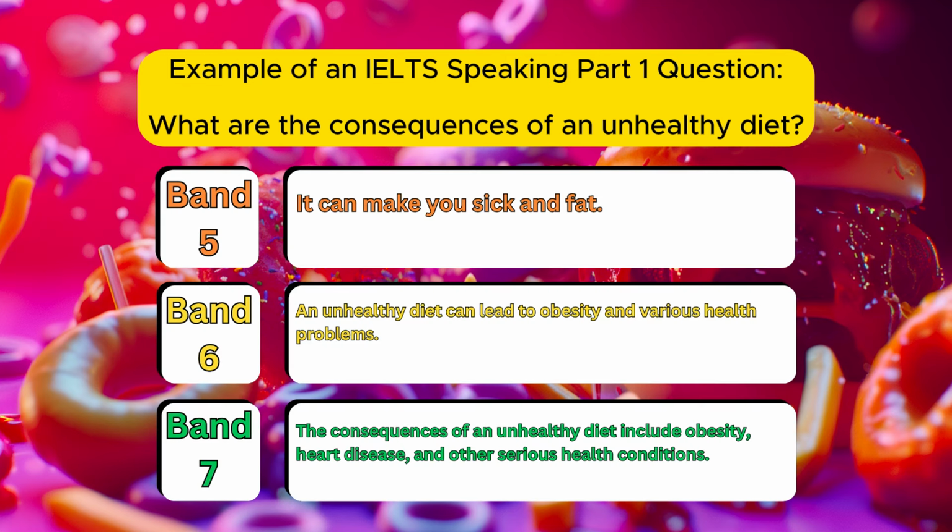Band 5. It can make you sick and fat. Band 6. An unhealthy diet can lead to obesity and various health problems. Band 7. The consequences of an unhealthy diet include obesity, heart disease, and other serious health conditions. These details should provide a comprehensive understanding and usage of the vocabulary words in various contexts.